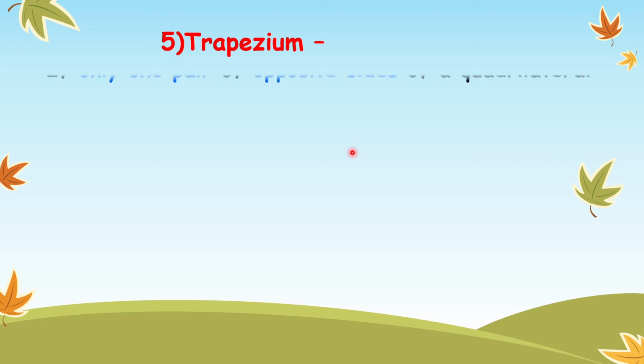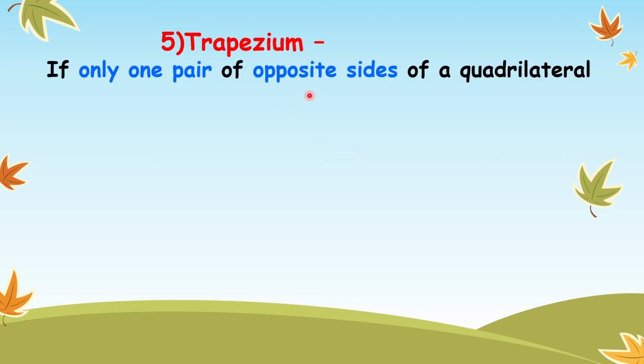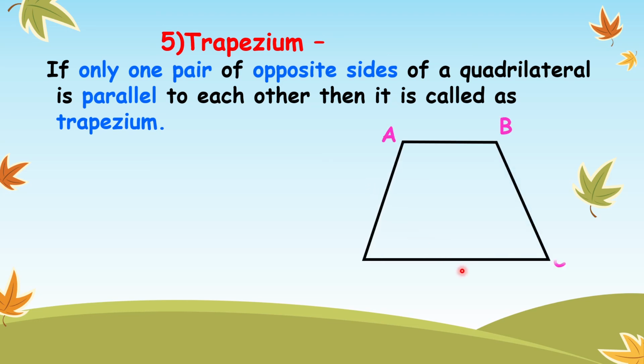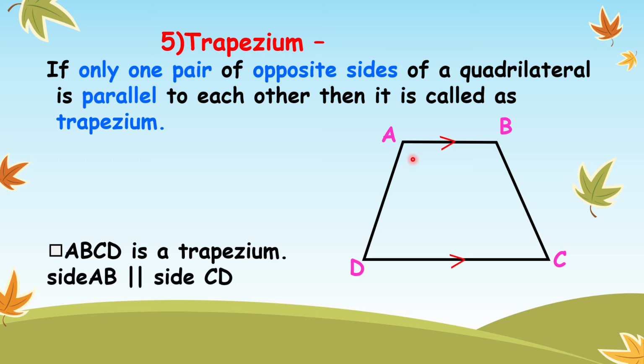Next is trapezium. If only one pair of opposite sides of a quadrilateral is parallel to each other, then it is called a trapezium. In this quadrilateral ABCD, if the side AB is parallel to side CD, this is the pair of opposite sides, and this only one pair of opposite sides is parallel to each other, then quadrilateral ABCD is the trapezium. If the quadrilateral ABCD is the trapezium, then we say that AB is parallel to CD.